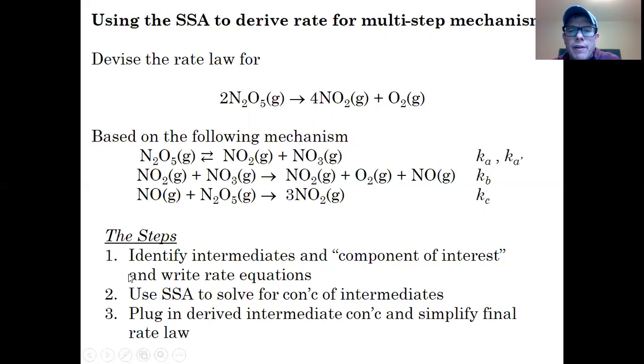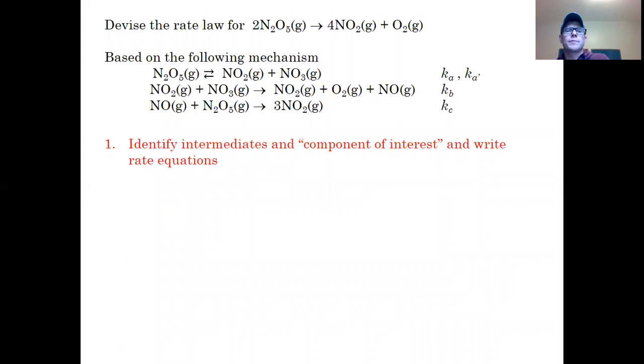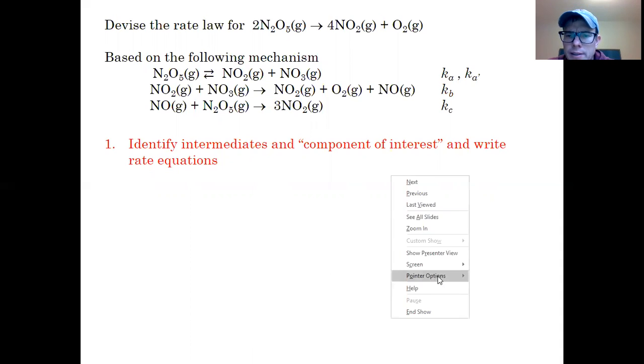So we will identify intermediates and a component of interest, write rate equations. We'll use the steady state approximation to solve for the concentration of intermediates, and then plug everything in, simplify, and derive a rate law. So I'm going to work through this. Step one is to identify intermediates and a component of interest. Let's do the intermediates first. That should be easy enough.